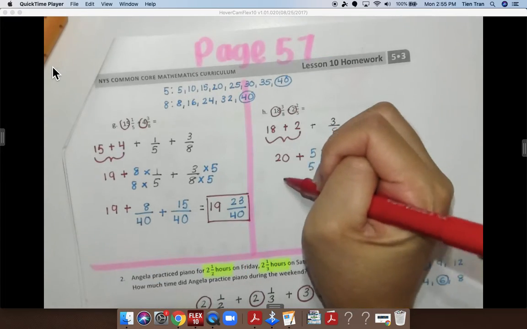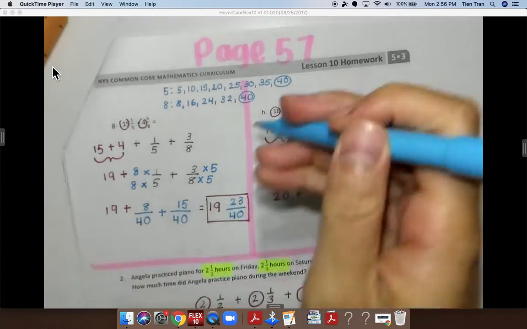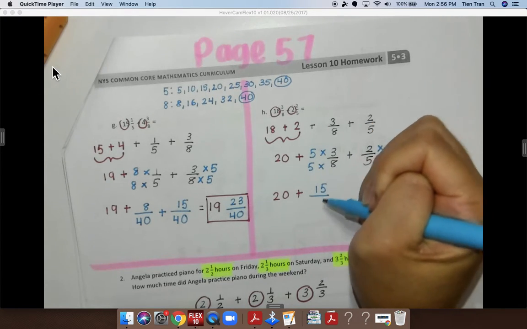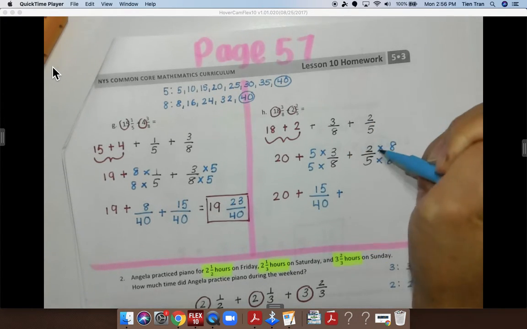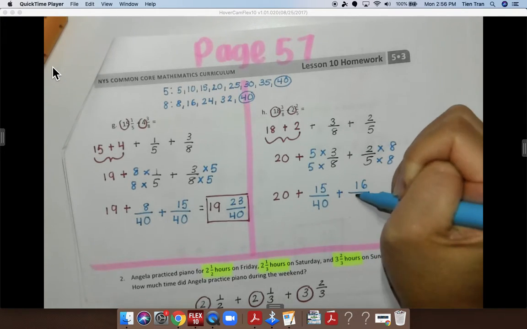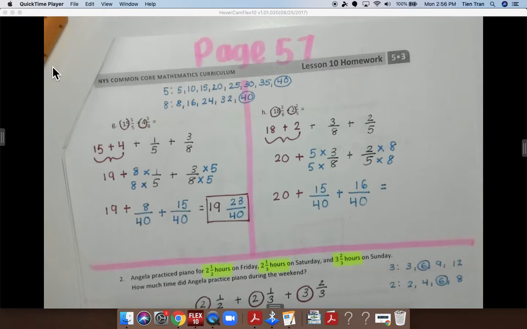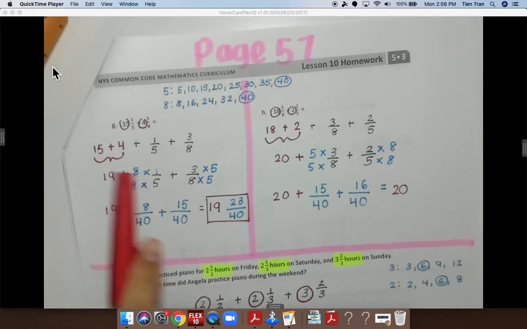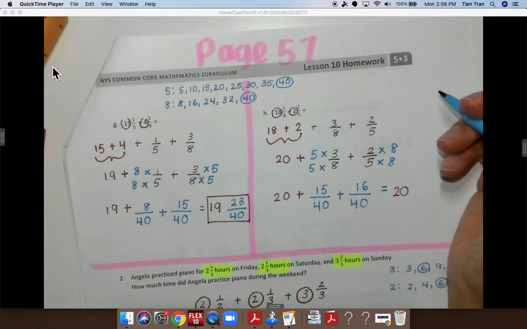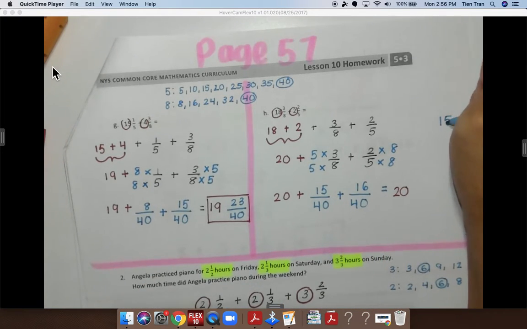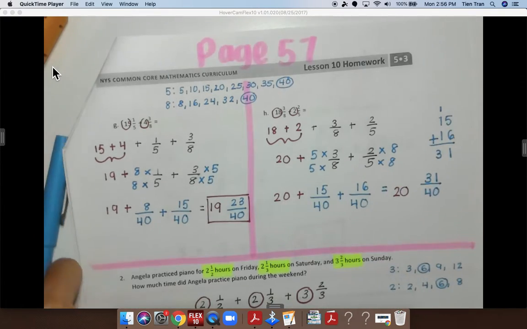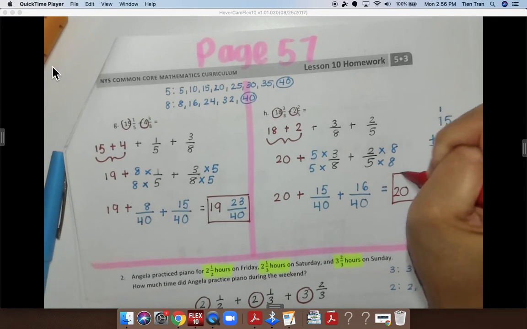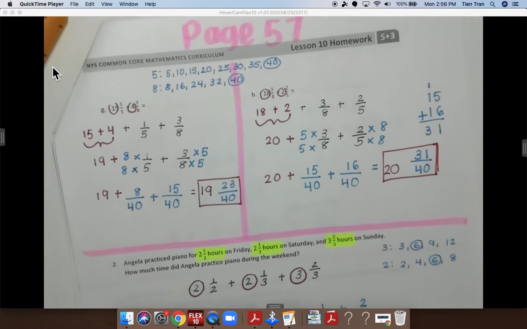Now I'm going to bring down that 20. It doesn't change. 5 times 3 is 15. 5 times 8 is equal to 40. And then I have 2 times 8 is 16. 5 times 8 is 40. Now I have 20 as my whole number. Bring it right over from right here. And then I need to add 15 plus 16. I know that 5 plus 6 is 11. 1 plus 1 plus 1 is equal to 3. So 31 is my numerator and 40 is going to be my denominator. So 20 and 31/40 is going to be my final answer.